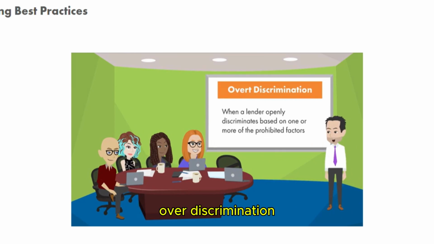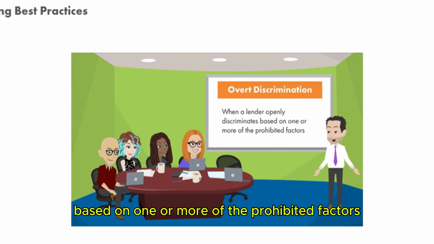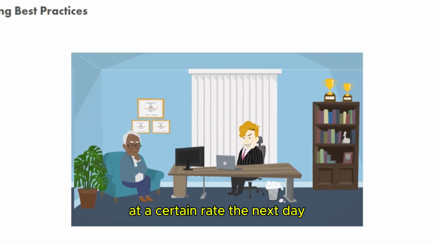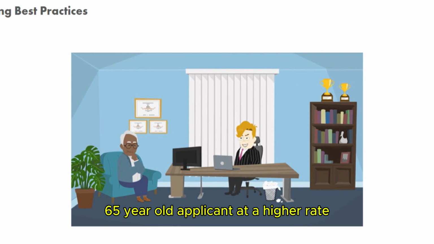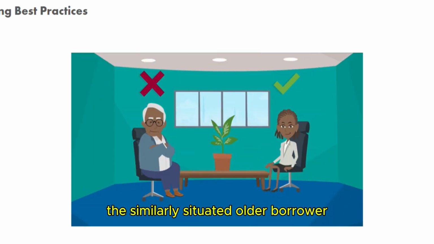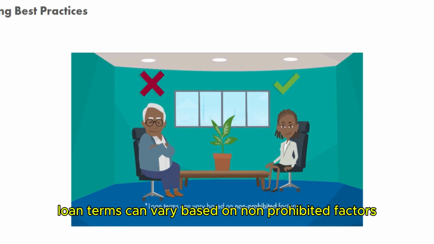and disparate impact. Overt discrimination exists when a lender openly discriminates based on one or more of the prohibited factors. Here's an example. A lender offers a mortgage to a 25-year-old at a certain rate. The next day, the same mortgage loan is offered to a similarly situated 65-year-old applicant at a higher rate. Discrimination on the basis of age has occurred. The similarly situated older borrower was offered a worse rate than the younger one. It is important to remember, loan terms can vary based on non-prohibited factors like credit score.